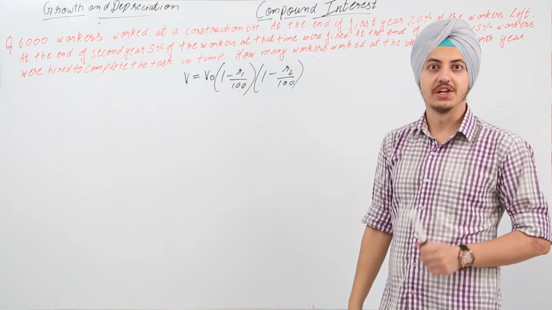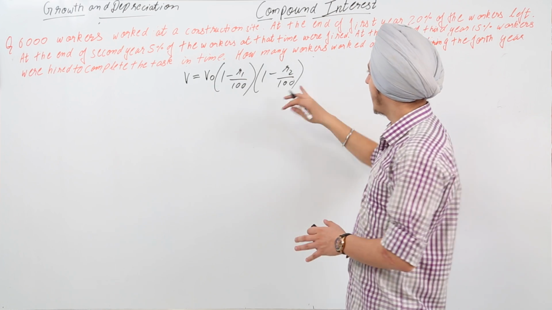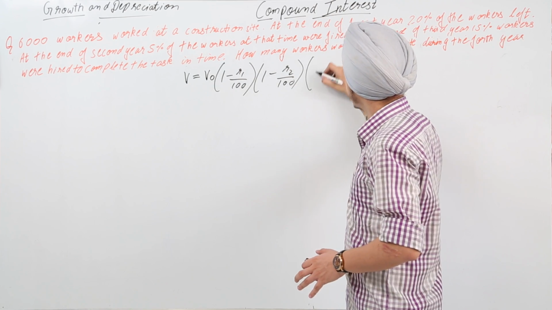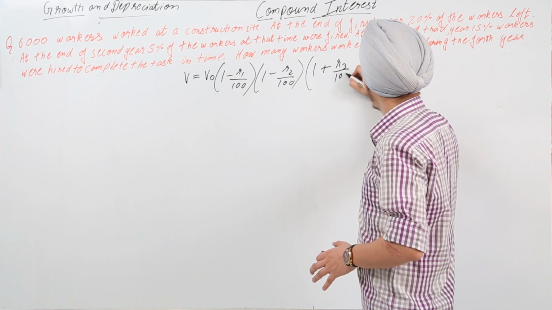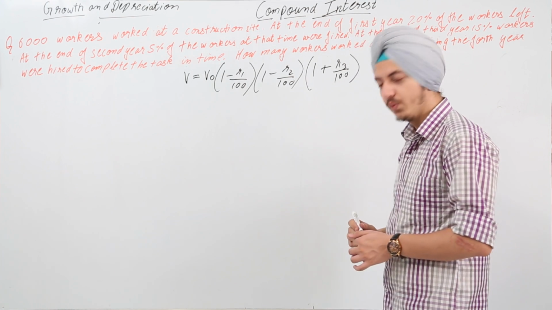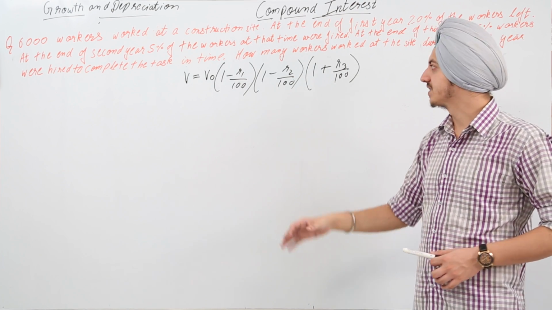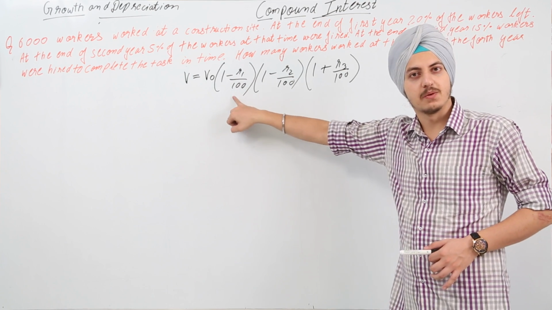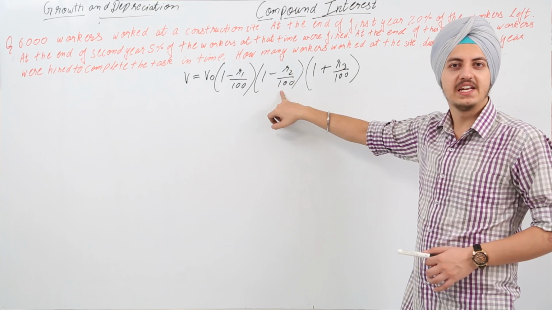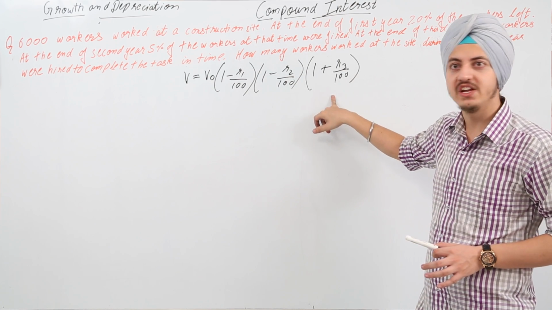What happens in the third year? In the third year, the number increases by 15%. So we add another term here which says 1 plus R3 by 100. Why did we write plus here? Because the number increases. In the third year, there is growth. So for the first year, there is depreciation by 20%. Second year, depreciation by 5%. Third year, growth by 15%.